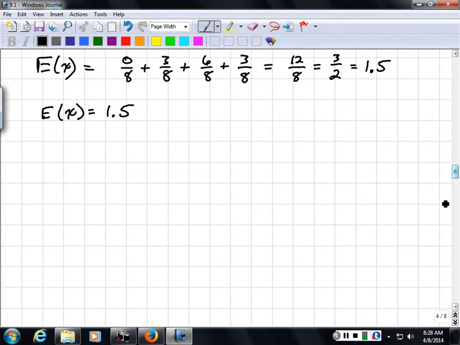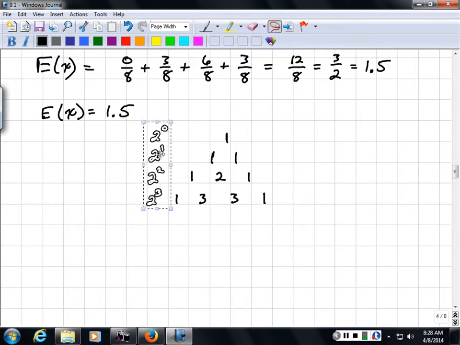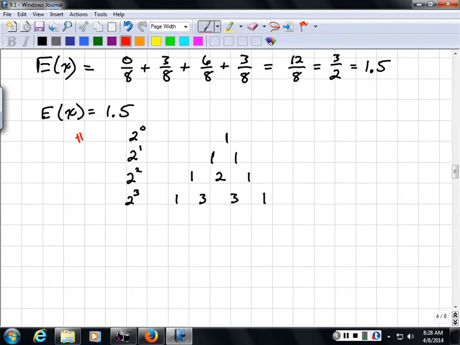Now, if I write these numbers down, I can also write something above it that looks like this. Now just bear with me, okay? This right here is going to be 2 to the 0 power, 2 to the first power, 2 to the second power, and 2 to the third power, where these numbers are the number of possibilities, right?